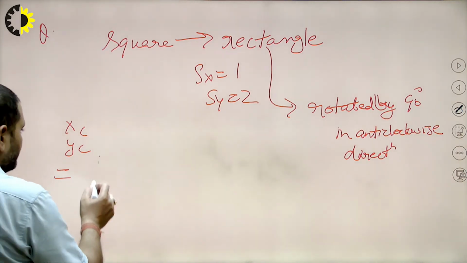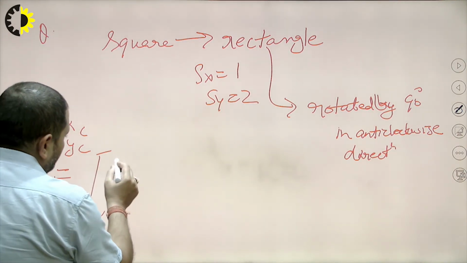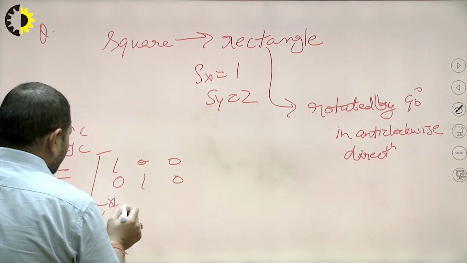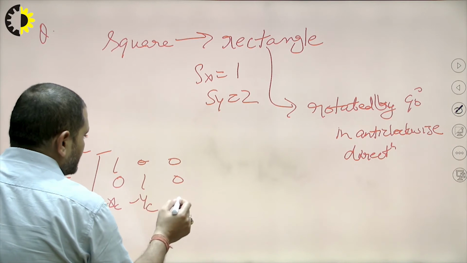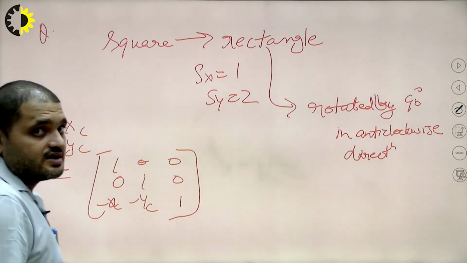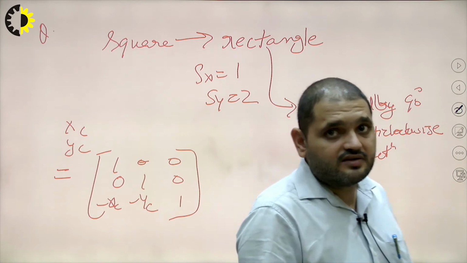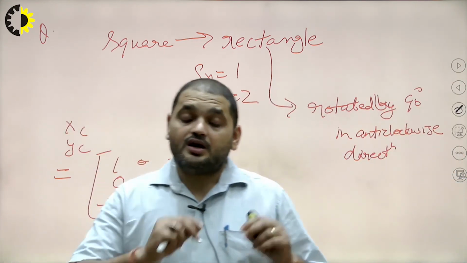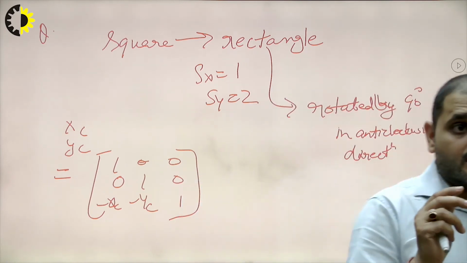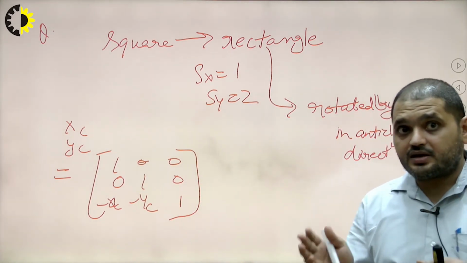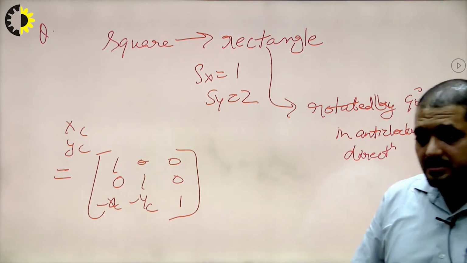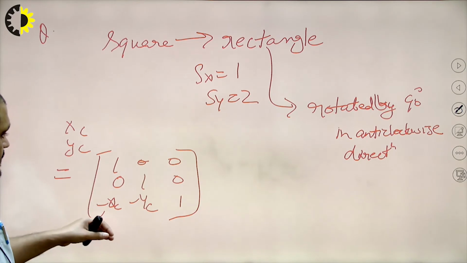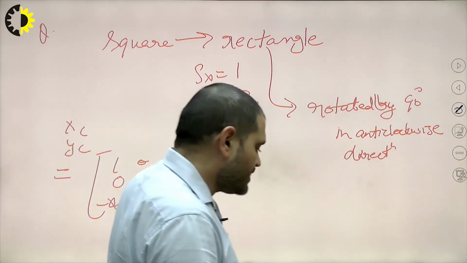So the translation matrix will be equal to 1 0 0, 0 1 0, and minus xc, minus yc, 1. This will be the initial step: we align a point of the square to the origin so that we can rotate, because we know the rotation matrix for rotating a line or point about the origin only. Okay, so we have aligned the point of the square to the origin by translating in the negative direction.